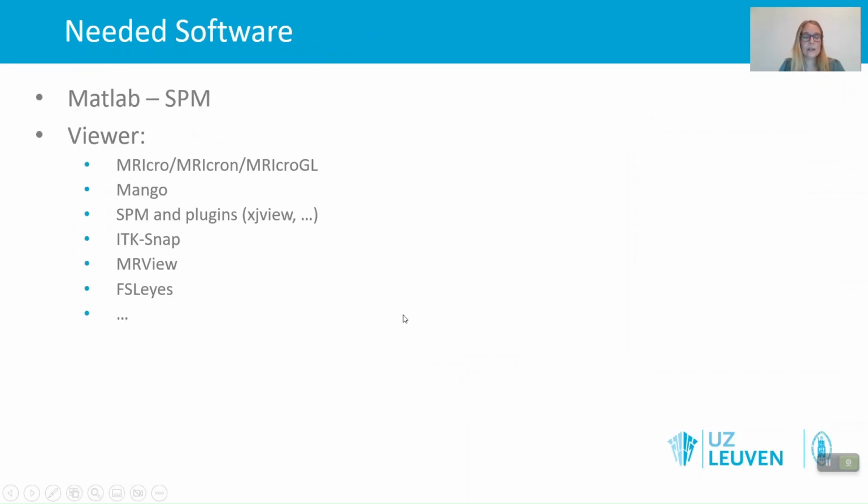The software that you need to do this analysis is MATLAB and SPM. You also need a viewer to be able to view your results and to double check and do a quality control check on all the in-between steps. I like MRIcroGL a lot, so I will be using this in the remainder of the talk. There are also a lot of other open source options: MRIcroGL, Mango, SPM, SPM plugins, ITK-SNAP, MRView, FSLeyes, and so on and so on.